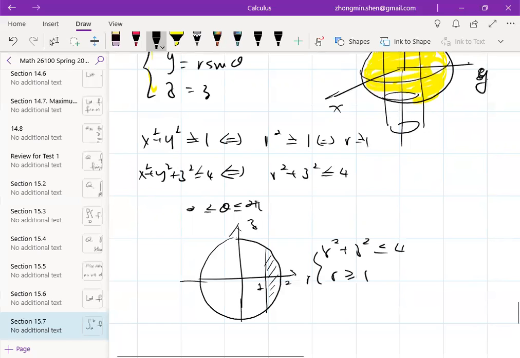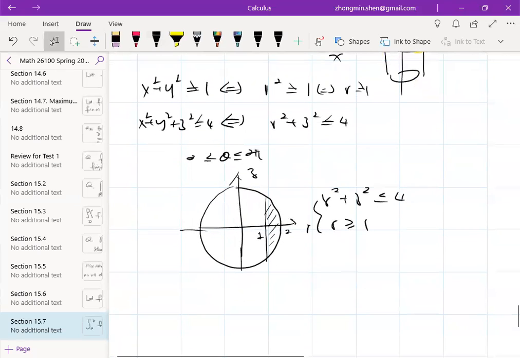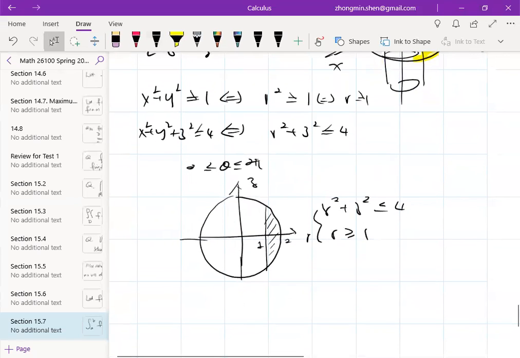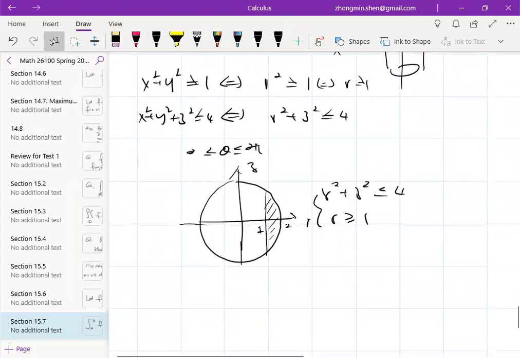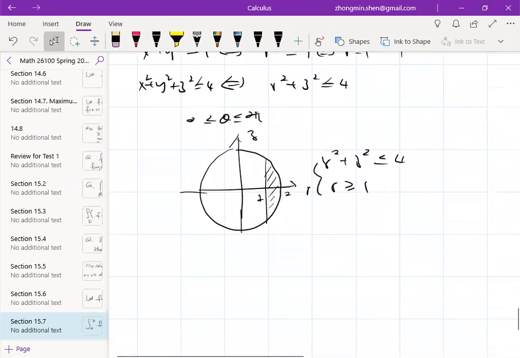All right, so now, that's good enough. How do you describe the new domain in the cylindrical coordinate system?